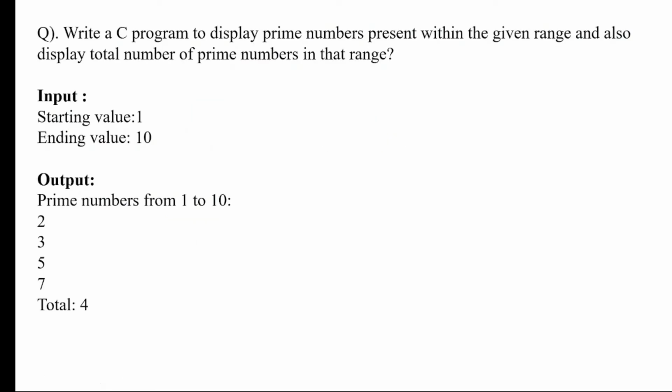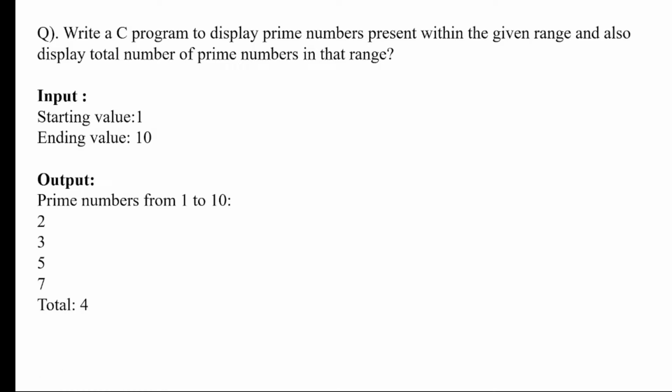See the question: write a C program to display prime numbers present within the given range and also display the total number of prime numbers in that range. See the input: the starting value is 1, the ending value is 10. What will be the output? Prime numbers from 1 to 10 are 2, 3, 5, 7. How many prime numbers are present from 1 to 10? Total 4 prime numbers.